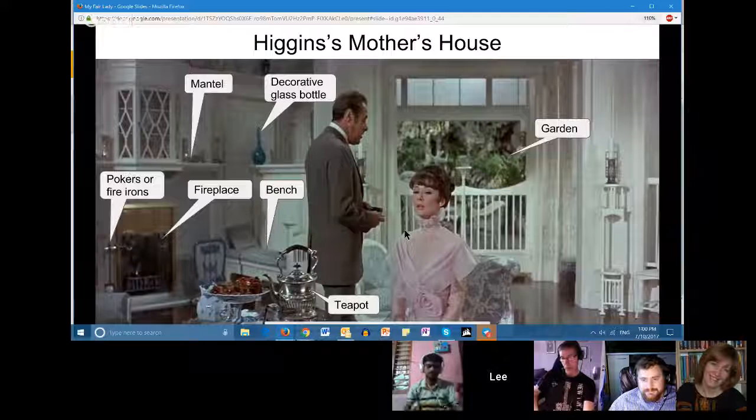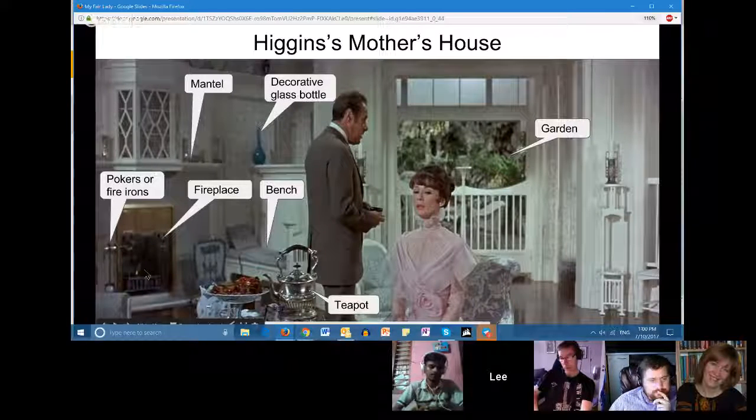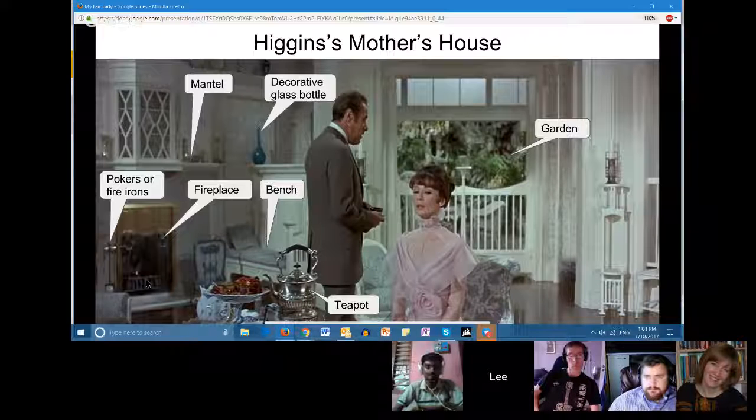Another fireplace with a mantle. Now, beside a fireplace, if you burn wood, there will be some metal tools. These are called pokers or fire irons. They're used to push the burning wood and ashes back into the fireplace or to rearrange the wood so it burns better.